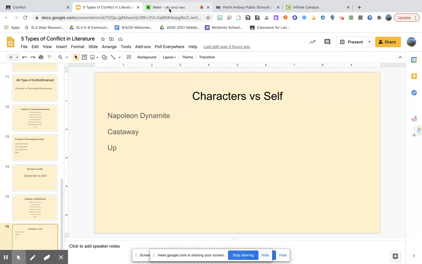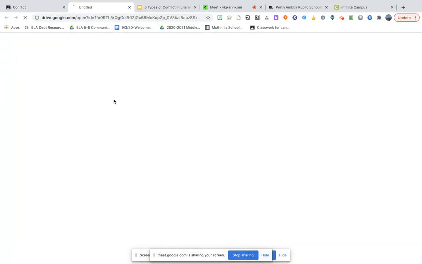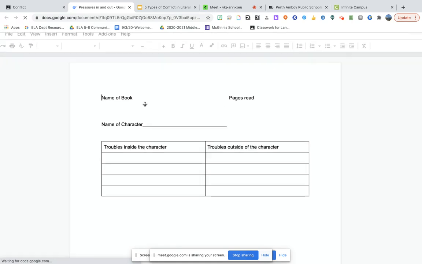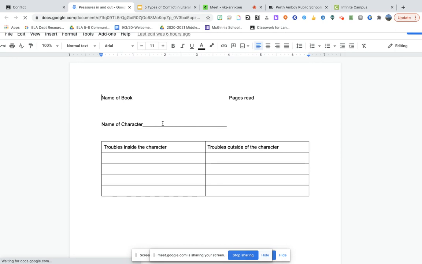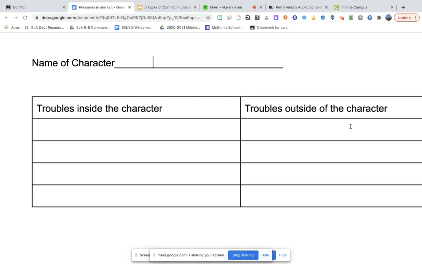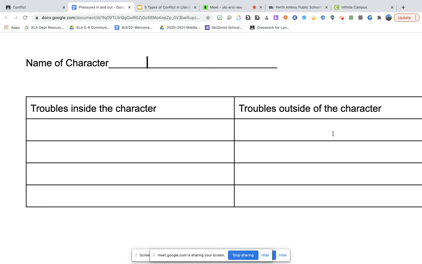All right, so what you're going to do, you're going to read on Learning Ally for a little bit, and then on Classroom, you're going to fill out this graphic organizer. So you'll put the name of the book you're reading and the pages that you read. You're going to write the character, and then the issues they might have. Now, depending on what your book is, it's going to be different, right? So some of your books have characters that have issues with themselves. Some of your books have other issues, right? So there might be character versus character. It might be character versus nature.